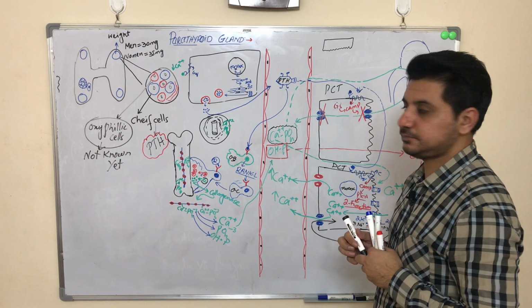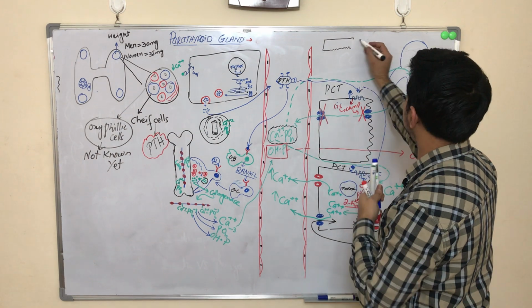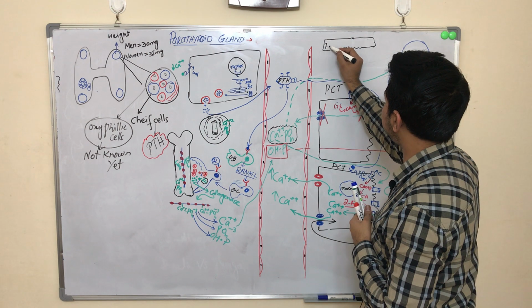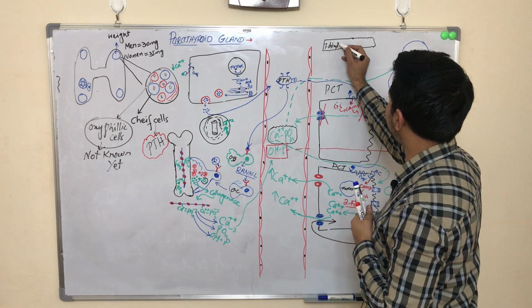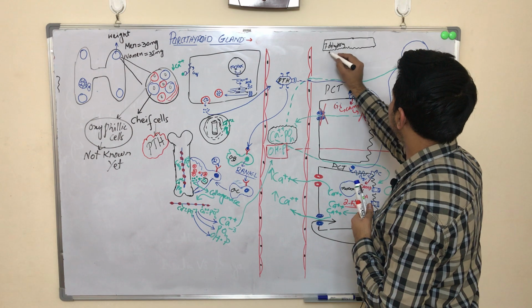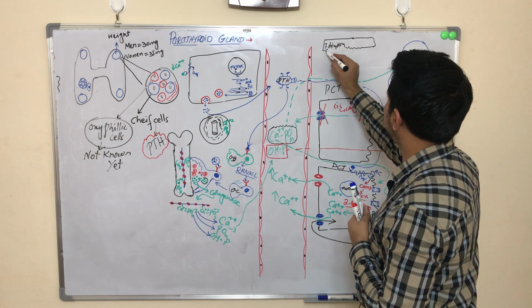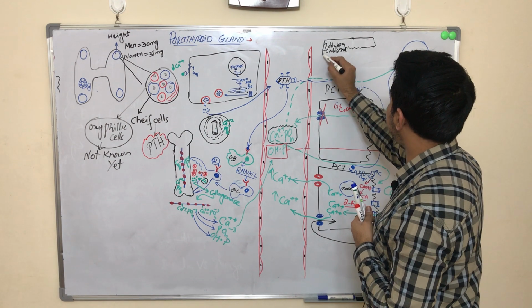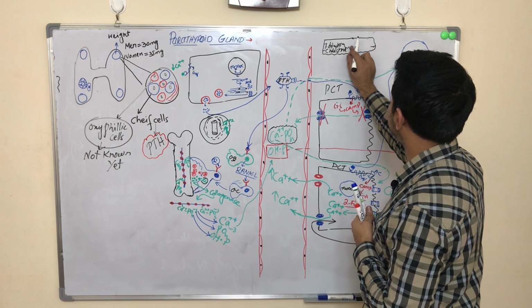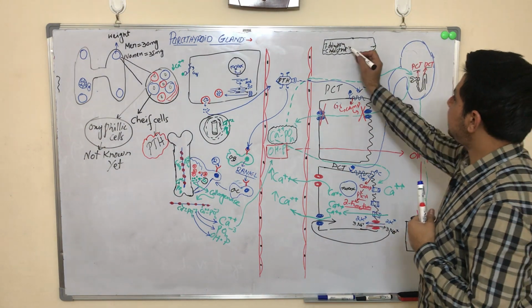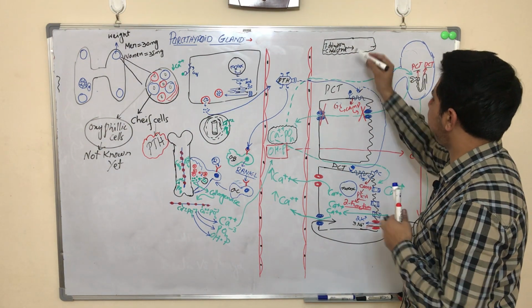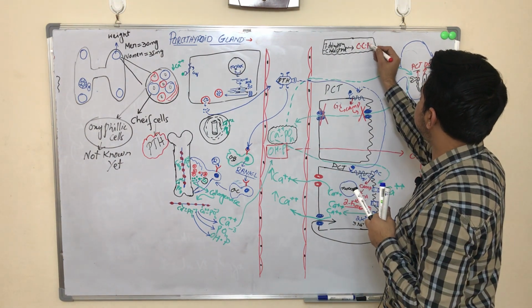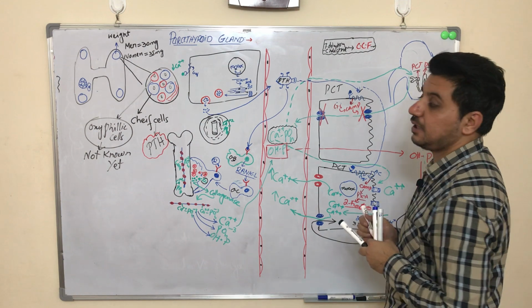This is the skin. Let me make it wider. In the skin, there is always a compound referred to as 7-dehydrocholesterol. This 7-dehydrocholesterol is converted into cholecalciferol when there is sunlight.